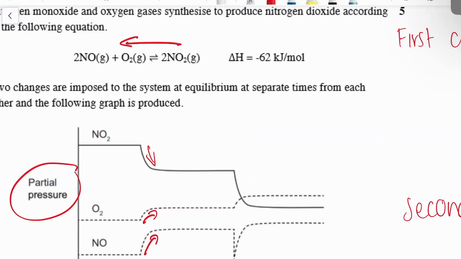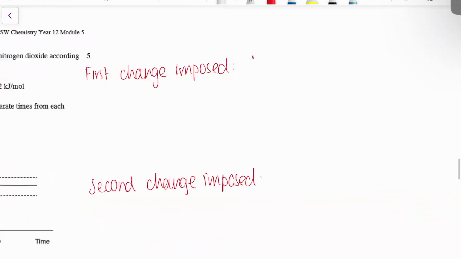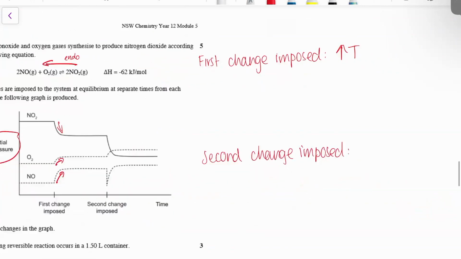Now the forward reaction is exothermic, so shifting left is the reverse reaction, which is endothermic. So what was the system trying to do if it liked the endothermic reaction? Absorb the heat. So what was it trying to do to temperature? Decrease temperature. Which means what did we do to temperature then? Increase temperature. Good. So our first change imposed was an increase in temperature. So we identify the factor first.